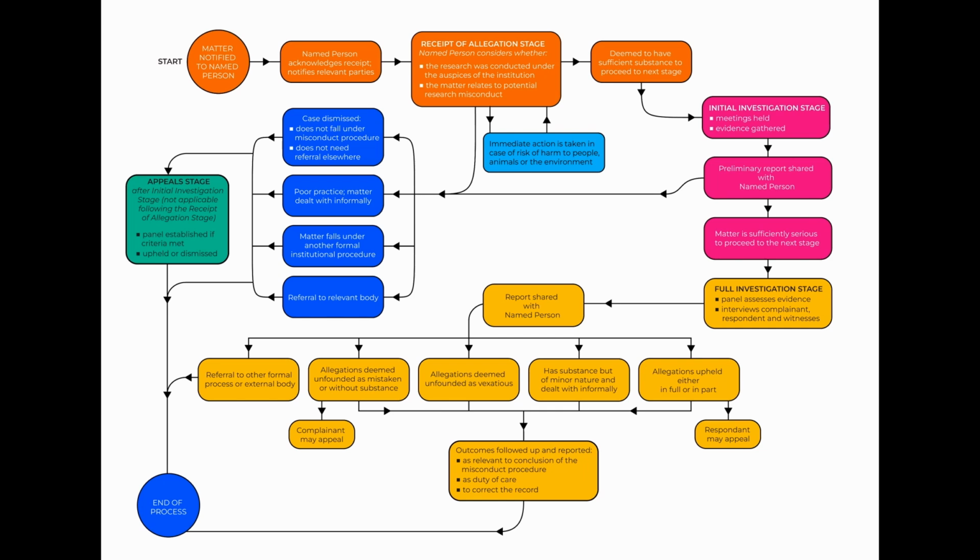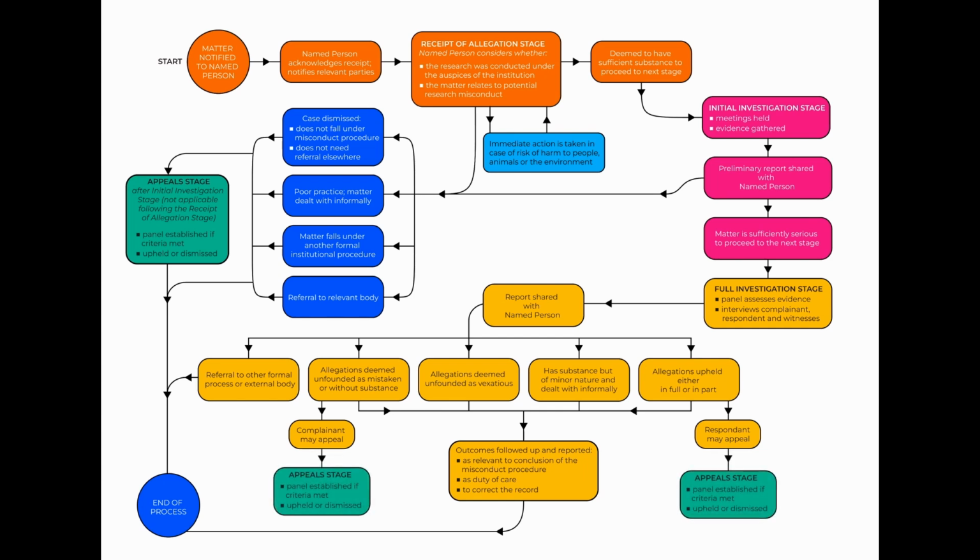Institutions will have their own criteria for appeals, but an example could include matters such as alleged bias, or that the investigation wasn't carried out according to the procedure in such a way that it had an impact on the outcome. Another example might be that the outcome recommended is disproportionate to the findings.